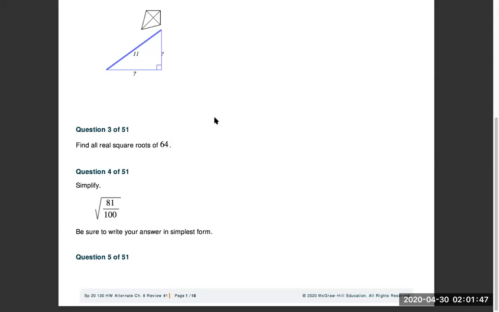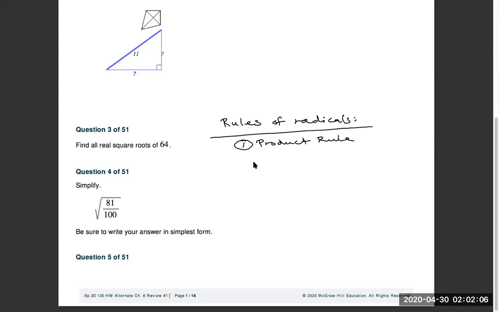There are a few rules here, so let's look at rules of radicals. First rule is product rule. If you have the square root of A times the square root of B, that's the same as the square root of A times B. And this works for any root, so as long as they're the same index.